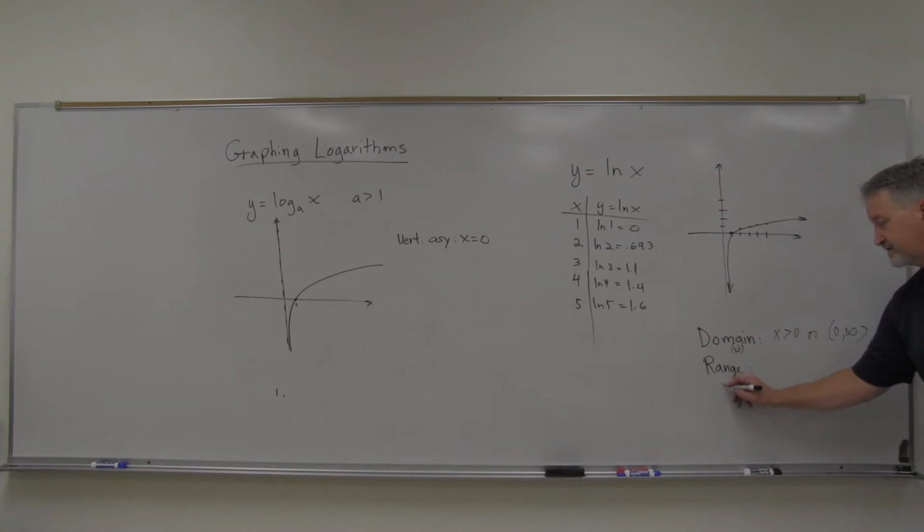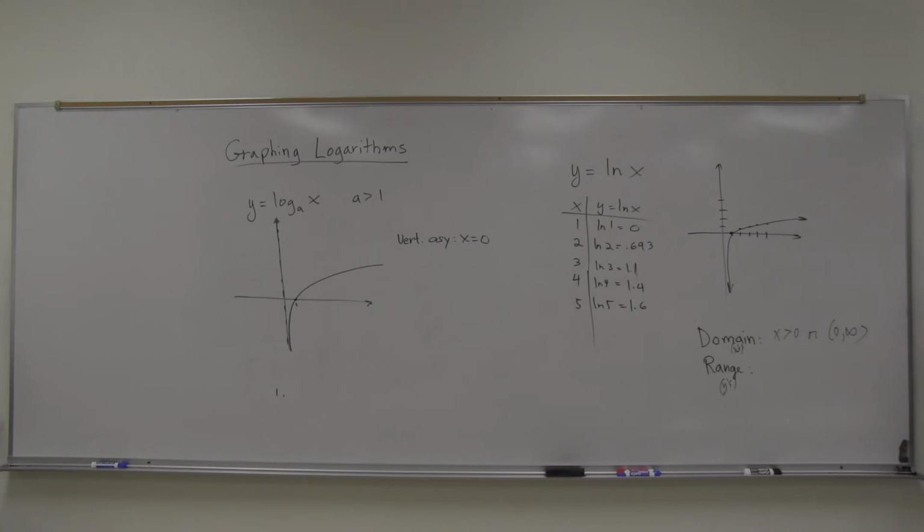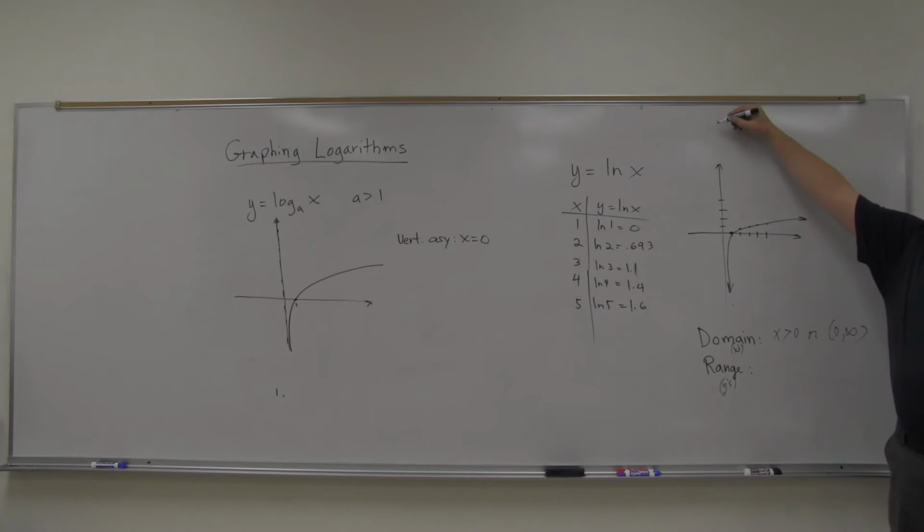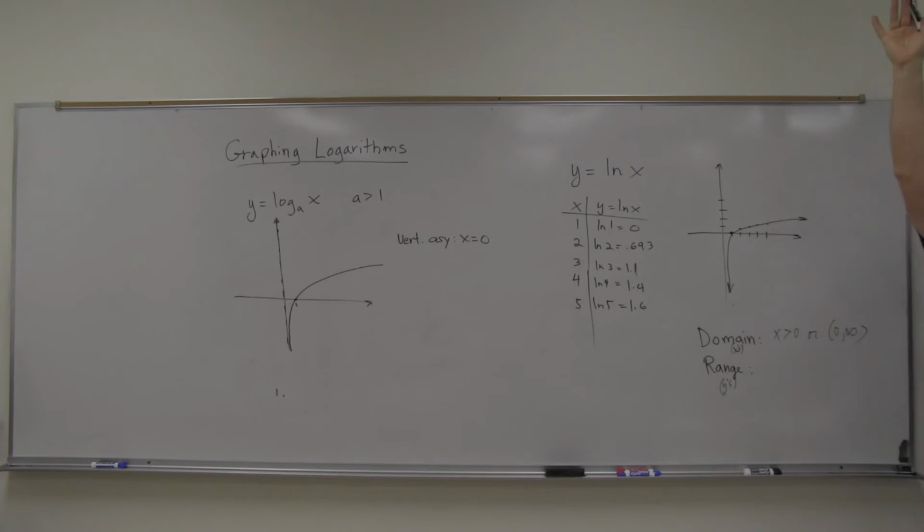The range is the y's, the y values. What y values am I getting here? Is there any restriction on that? No. I get negative y values. And like I said, this doesn't ever level off. It keeps going up and up and up. It's going to take a while, but you're going to get to 10 and to 100 and to 1,000. You'll get those y values. So what's the range? Negative infinity to infinity, all real numbers, yeah. So logarithms, the basic ones, do this.